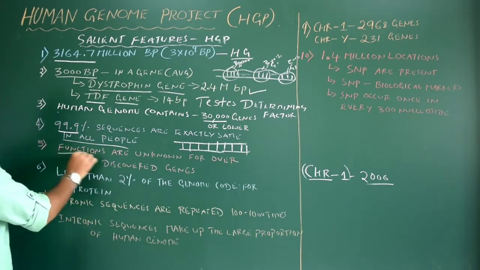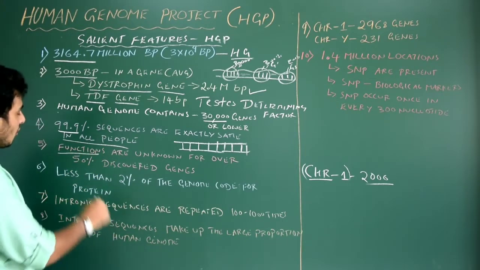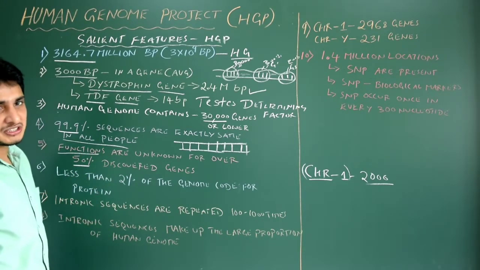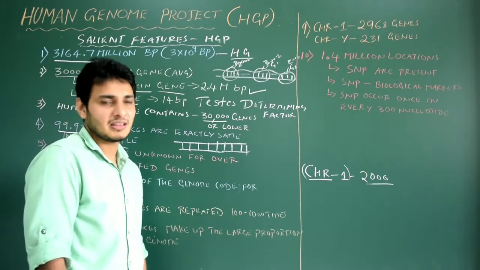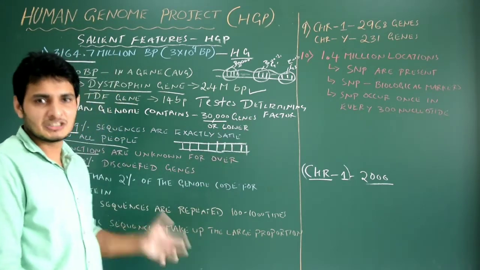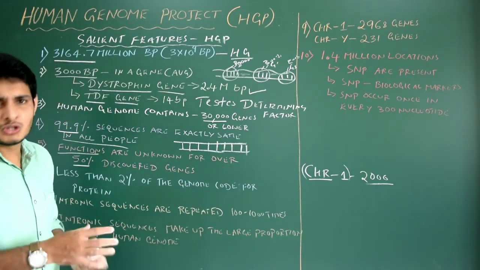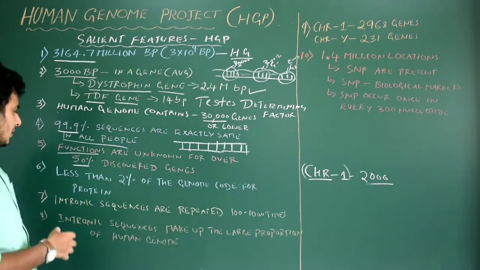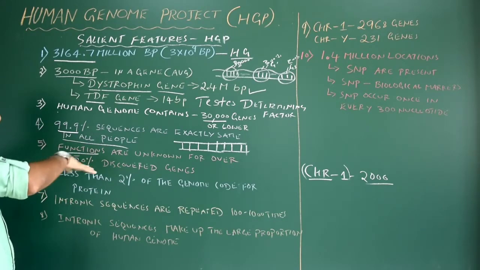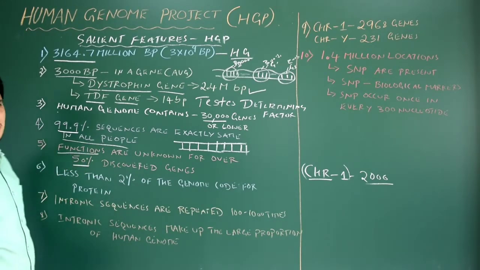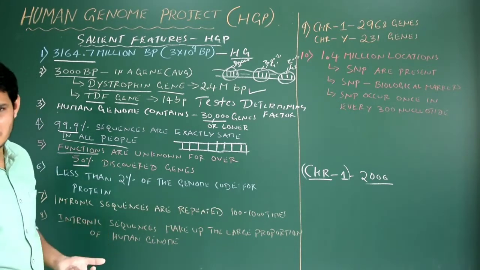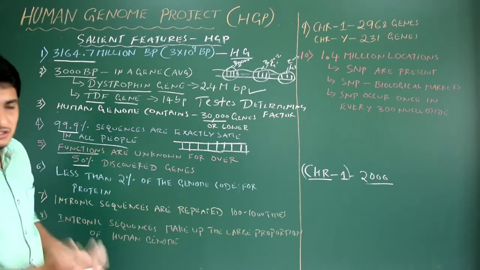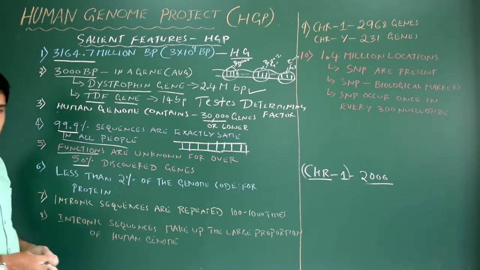Functions are unknown for over 50% of the discovered genes. They have discovered maybe 30,000 genes or fewer. We don't know the exact number of genes identified by this project HGP. In that, for 50% of the discovered genes, functions are not known, still yet to be discovered. You have the chance, you can discover it.